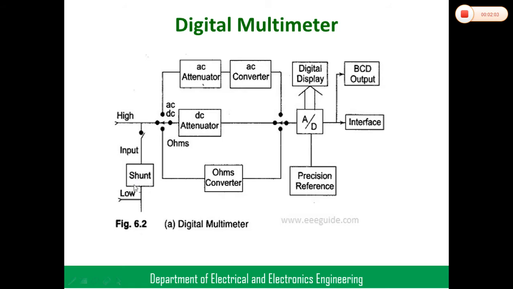The AC values can be converted into DC by applying rectifiers. We know that a rectifier converts AC to DC, and we also use filter circuits. For resistance measurements, the meter has a constant low current source that is applied across the unknown resistance, which gives a DC voltage. All the quantities are digitized using an analog to digital converter and shown on the display.